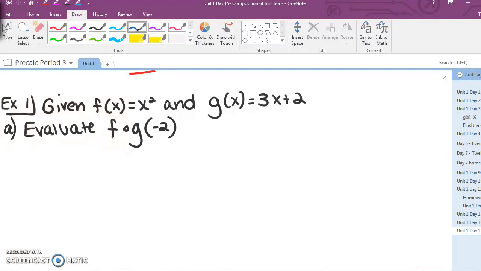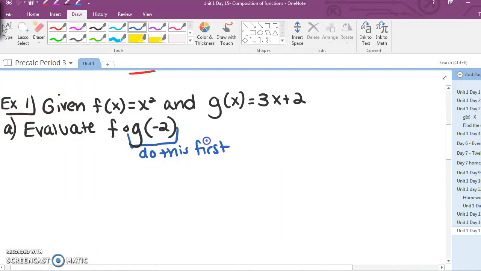So if I want to evaluate f of g of -2, I do g of -2 first. So do this part first, which is g of -2. I substitute -2 into g, which was 3x plus 2. So that's 3 times -2 plus 2, which ends up giving me -4.